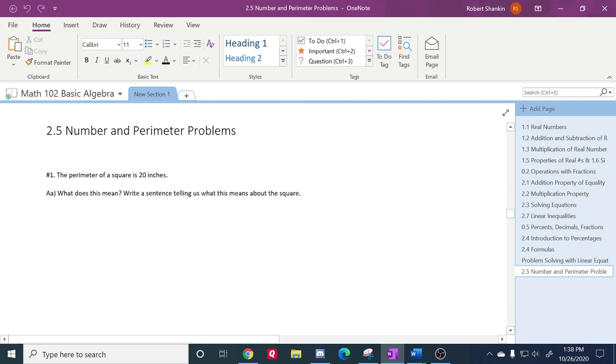So the perimeter of a square is 20 inches. What does this mean? Write a sentence telling us what this means about the square. You're really making sure that we all understand what perimeter means. So type in your sentence into your group chat, but don't hit enter yet. And if you really don't know what the word perimeter is, try taking a guess. Even if you know what it is, sometimes it's kind of hard to describe it.